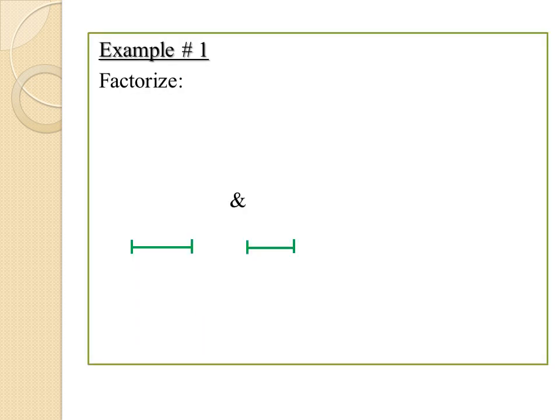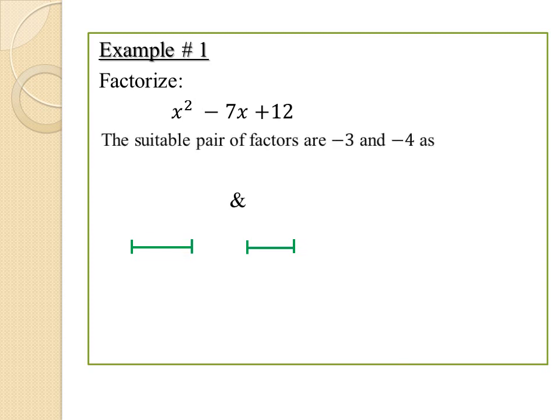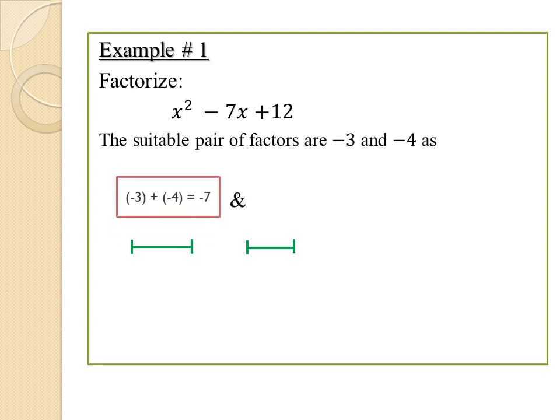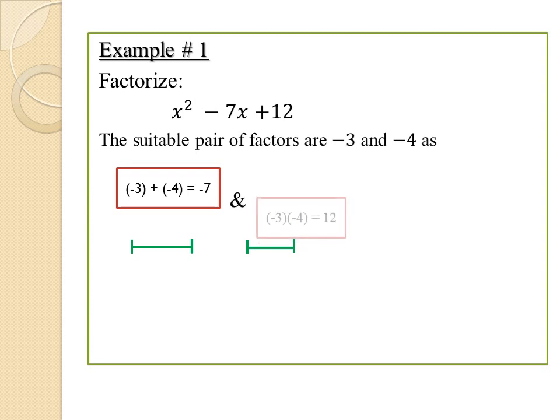Example number 1 is related to type number 1, which is factorize x square minus 7x plus 12. Now, as it is clear that the suitable pair of factors are minus 3 and minus 4, because if we add minus 3 and minus 4, we will get the middle term, while if we multiply them, we will get the last term.